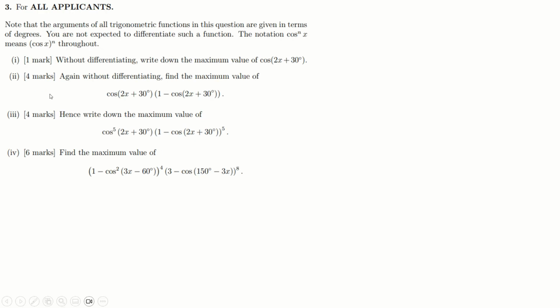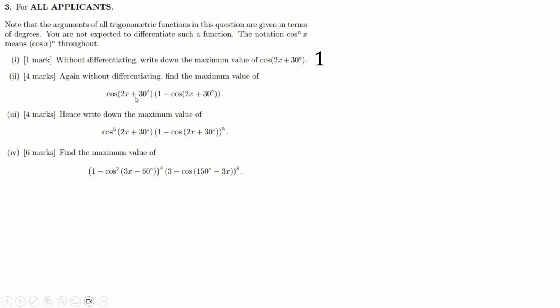Question 3 then is also quite interesting. I'm not allowed to differentiate or use calculus for any of this, that's fine. Without differentiating, find the maximum value of this. Well, 2x plus 30 as a graph transformation just shifts the graph left and right and squashes it horizontally. So the maximum value doesn't change, it's still 1, right? The max value of cos is just 1, and it hasn't been transformed vertically in any way. So the max value is still just 1. Now find the max value of this.